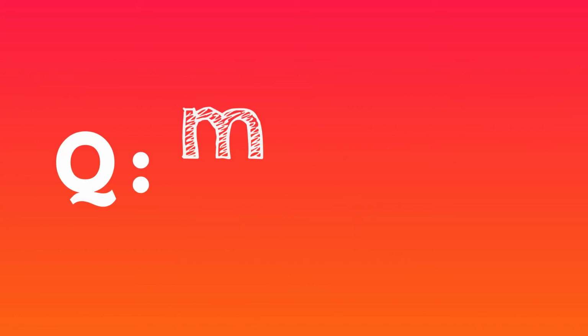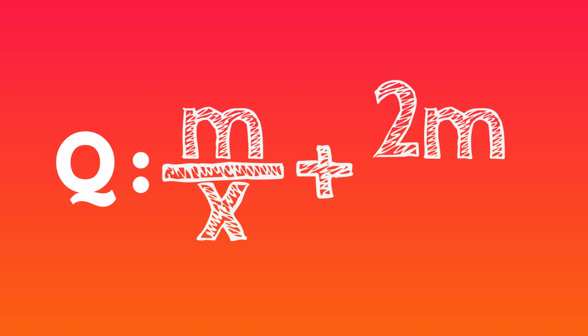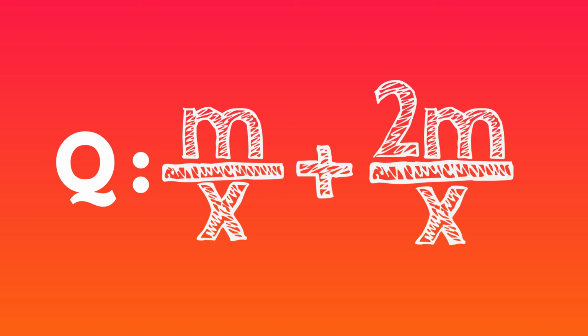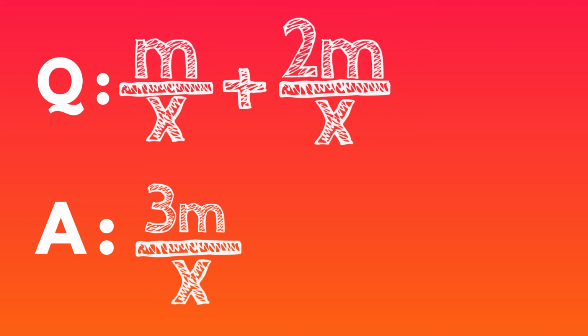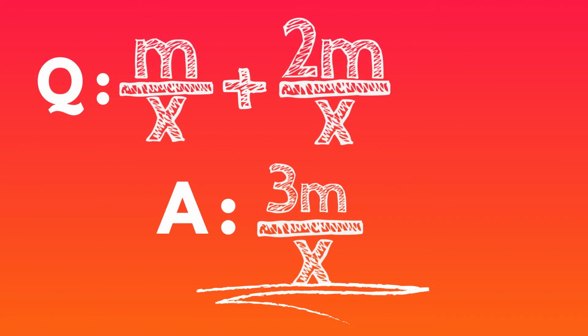Now we go to example 3. M over x plus 2m over x. Now, they both have the same denominator as they are fractions. And the denominator here is x. So we add them normally just by saying m plus 2m on the numerator. So it's 1m plus 2m is 3m over the same denominator, which is x. So that is how we add fractions with the same denominator in algebra.